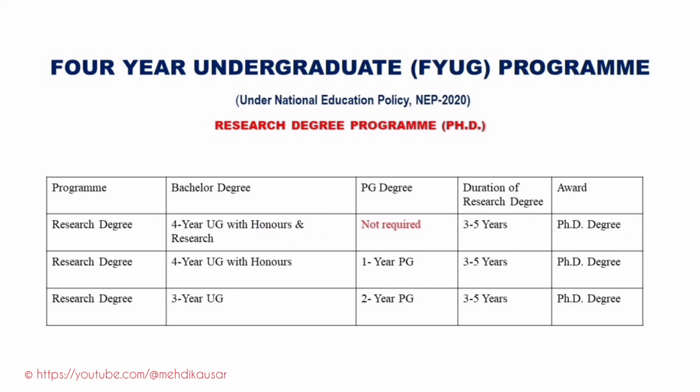In case of research degree, the students after completing the FYUG degree with honors only must study a 1 year postgraduate degree program. Then only he or she will get the opportunity to study the doctorate degree program. On the other hand, the students after completing the 3-year UG degree with major only must study a 2-year postgraduate degree program to get admission in PhD degree program.